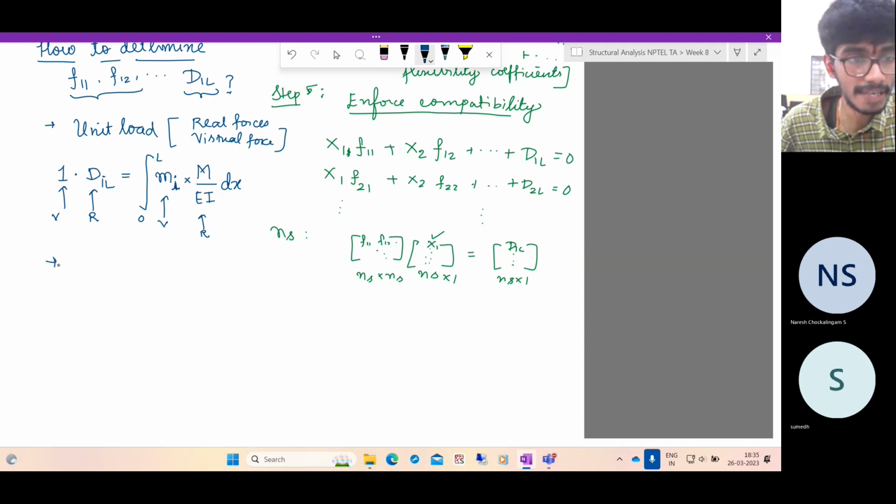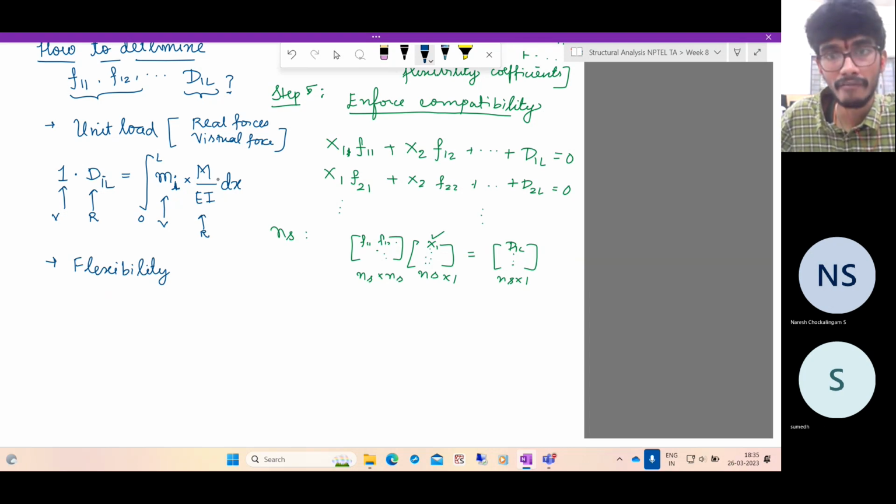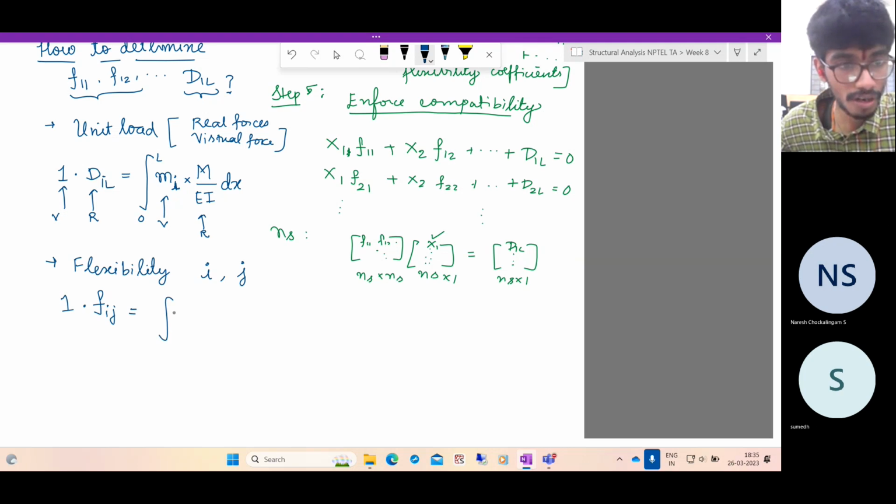Now, how to determine the flexibility coefficients? So to determine the flexibility coefficients, what are flexibility coefficients? It is the displacement at a certain point due to a load applied somewhere else. So where we want to determine the displacements, you call that point as, say, I, and where the load is applied, take that point as J. So because of a unit load acting at the point J, the displacement at I will be nothing but Fij.